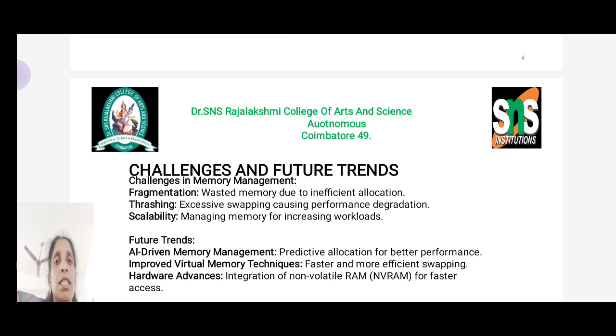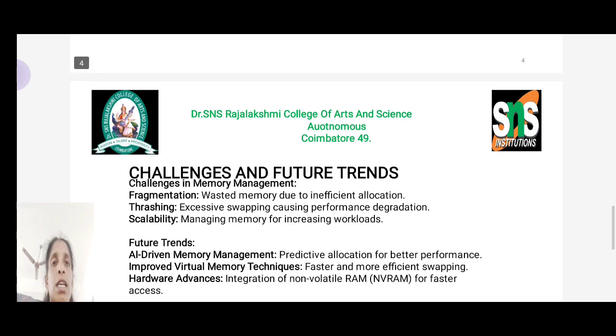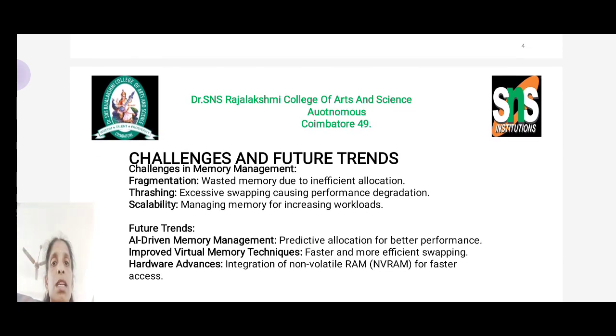In future trends, AI-driven memory management offers predictive allocation for better performance, improved virtual memory techniques, and faster and more efficient swapping. Hardware advances include integration of non-volatile RAM for faster access. By using these kinds of advanced techniques, we can improve our memory management techniques in future.